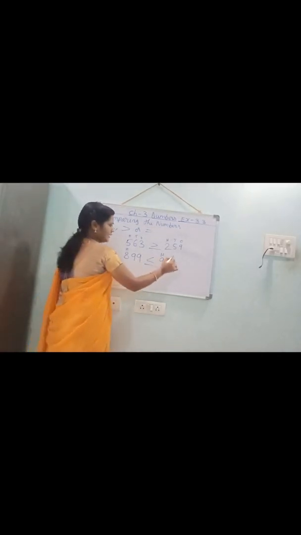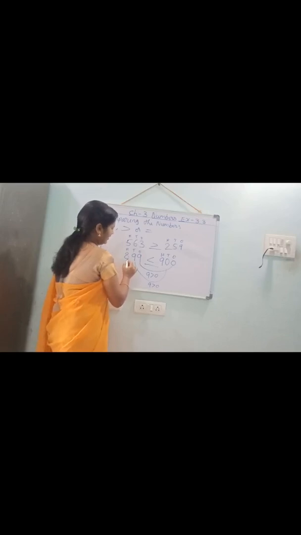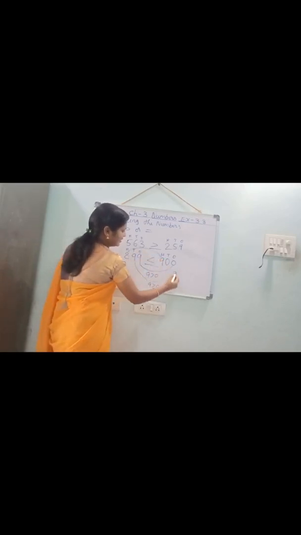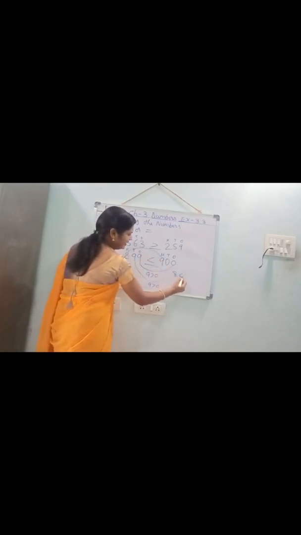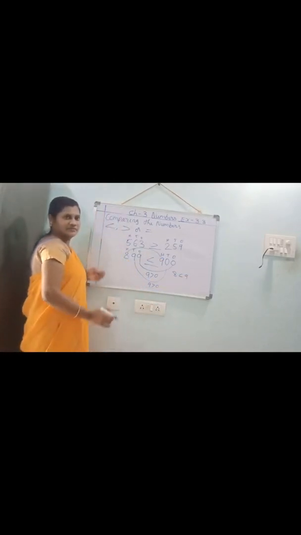You should compare. See, ones place, 9 is greater than 0. Tens place, 9 is greater than 0. Then hundreds place, 8 is less than 9. Understood? What I am saying?